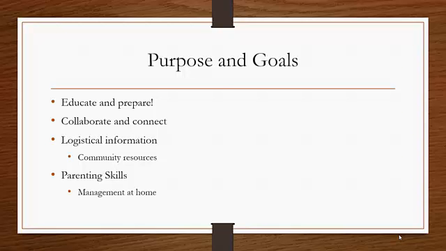Additionally, logistical information. Sometimes parents just don't have this information, so things like school expectations and community resources will also be provided. And finally, coaching. So parenting skills, effective monitoring of academic achievement, help with homework, and also learning mechanisms for dealing with children's difficult behaviors and general management at home.